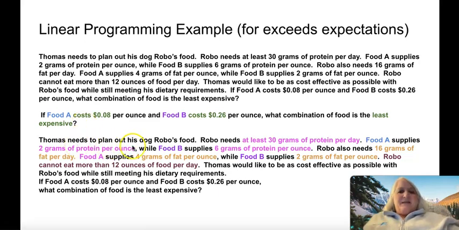Okay, Thomas needs to plan out his dog Robo's food. Robo needs at least 30 grams of protein per day. So when I'm building my table, I'm going to be looking at protein, and I'm also going to be looking at fat. Okay, so protein and fat, the pink and the orangish, and then I have the blue for the X and the purple for the Y. Okay, except I made food A here pink, and it should be blue. I apologize for that.